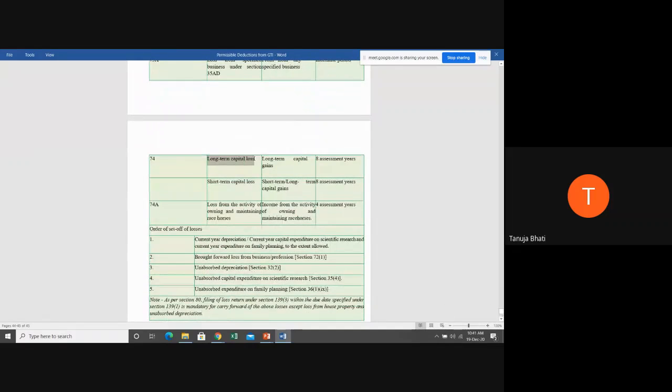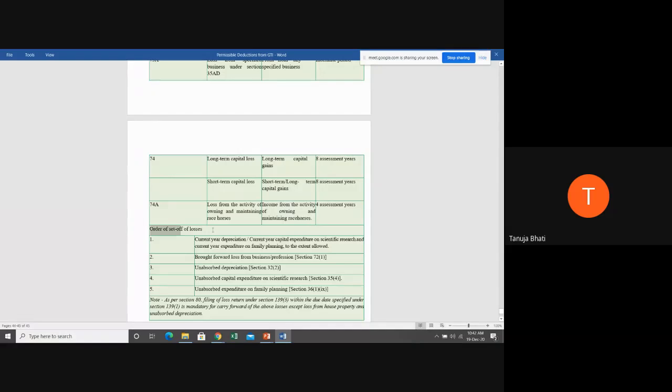Next, long-term capital loss, you can carry it forward for 8 assessment years, but when you are carrying it forward, you can set it off only against long-term capital gains. Similarly, short-term capital loss, you can carry it forward for 8 assessment years, but you can set it off only against long-term capital gain or short-term capital gain. Similarly, loss from the activity of owning and maintaining race horses, you can carry it forward for 4 assessment years, but you can set it off only against income from the activity of owning and maintaining race horses.